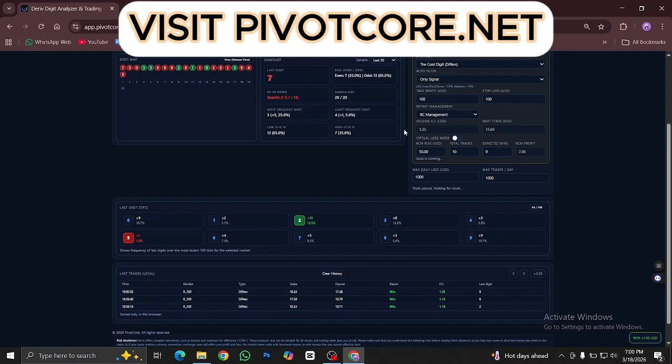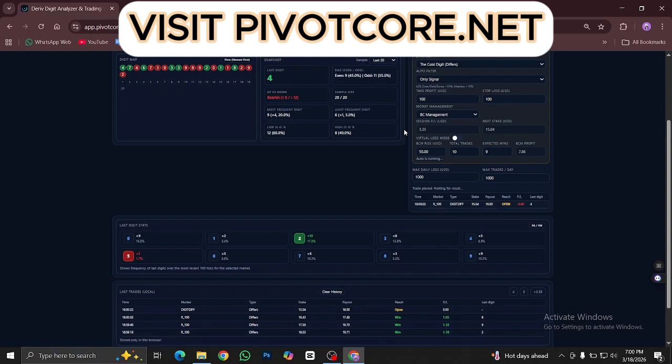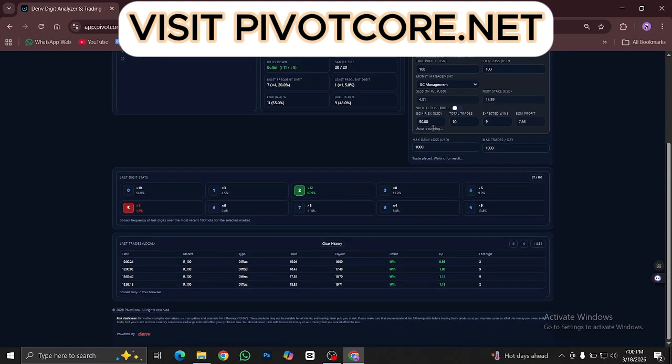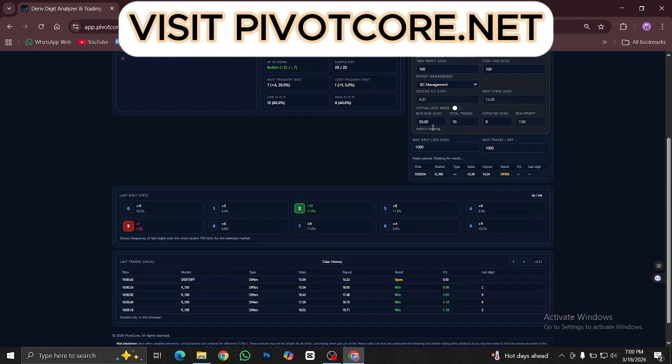For today's session, we're focusing on the differs market. As you know, with differs, we're predicting that the last digit of the final tick will not be a specific number. The win rate potential here is naturally high, but a single loss can wipe out multiple small wins if your execution isn't flawless. That is exactly why we need automation. I've configured the bot on Pivotcore to analyze the tick patterns and strike only when the mathematical probability is highly in our favor. We aren't guessing here, we're executing with robotic precision.